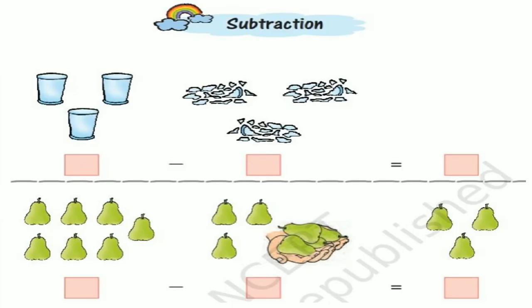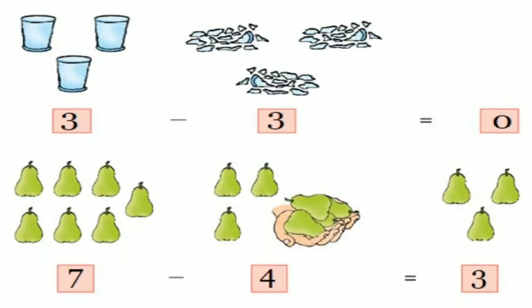Next, children, here you can see glasses. How many glasses are there here? 1, 2, 3. There are 3 glasses. If all the 3 glasses are broken, how many glasses will be left? No glasses, isn't it? If all the 3 glasses are broken, there will be no glasses. So no is indicated by 0. 3 minus 3 is equal to 0.